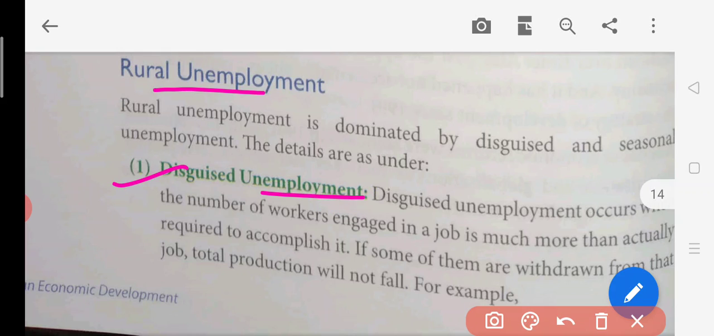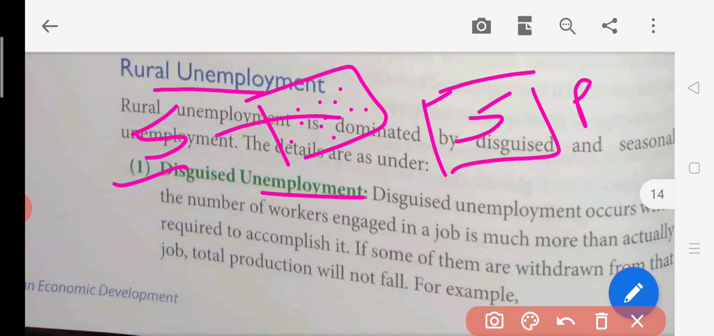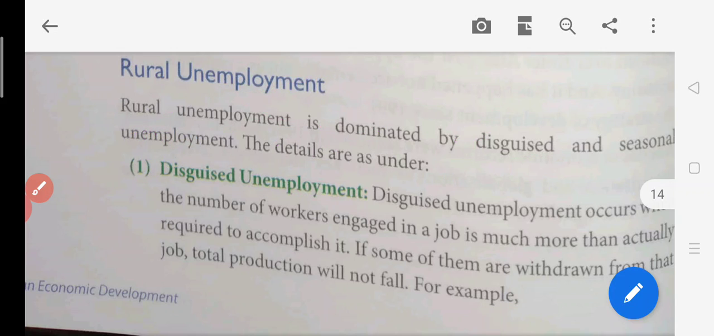So what is disguised unemployment? See, suppose there is a piece of land where only five people are required, but suppose on the same field there are 10 people who are actually working. Here the requirement is only of 5 people, so the rest will be considered as unemployed because they are not needed in that part of the field. Even if they are working, we will not consider them as employed because they are contributing nothing to the production.